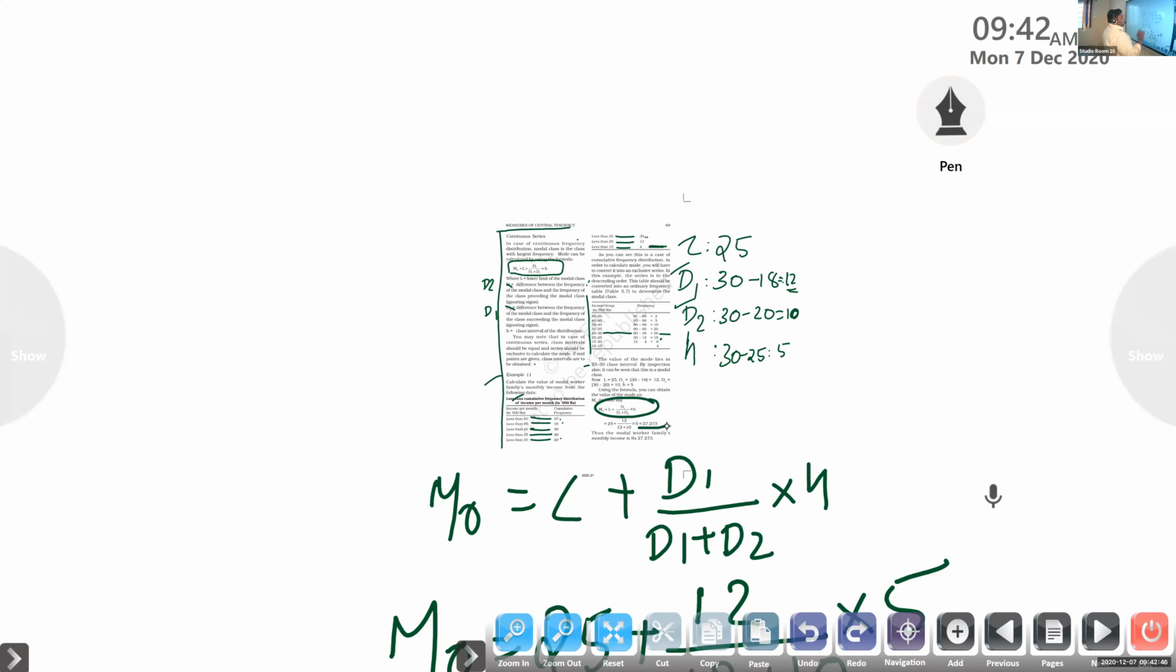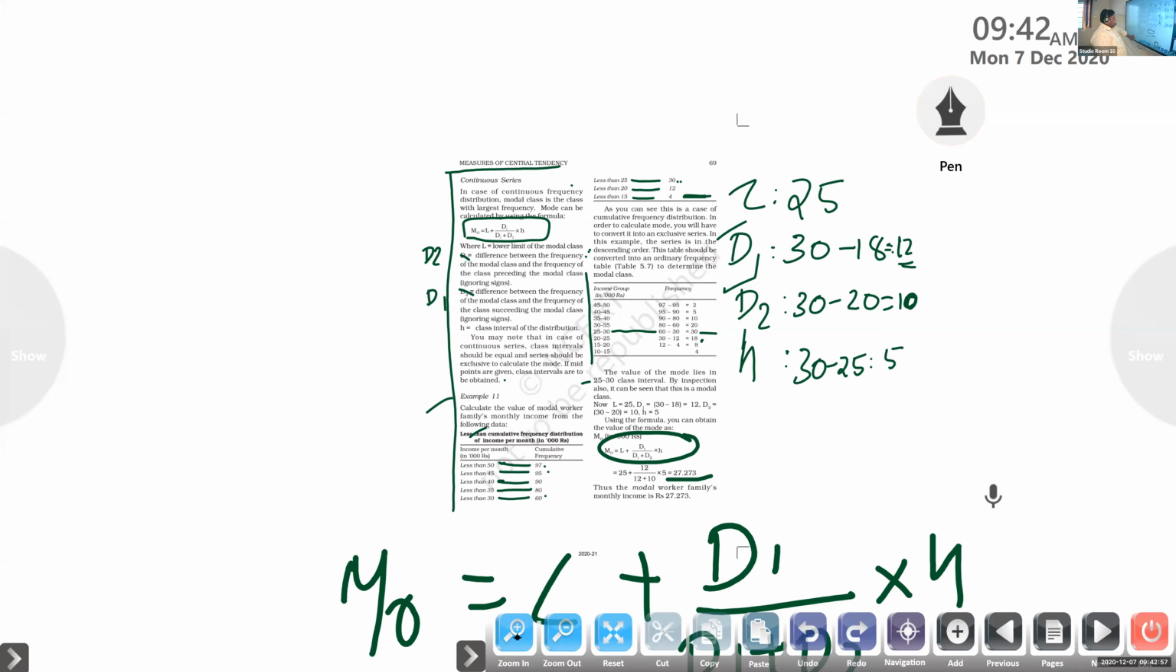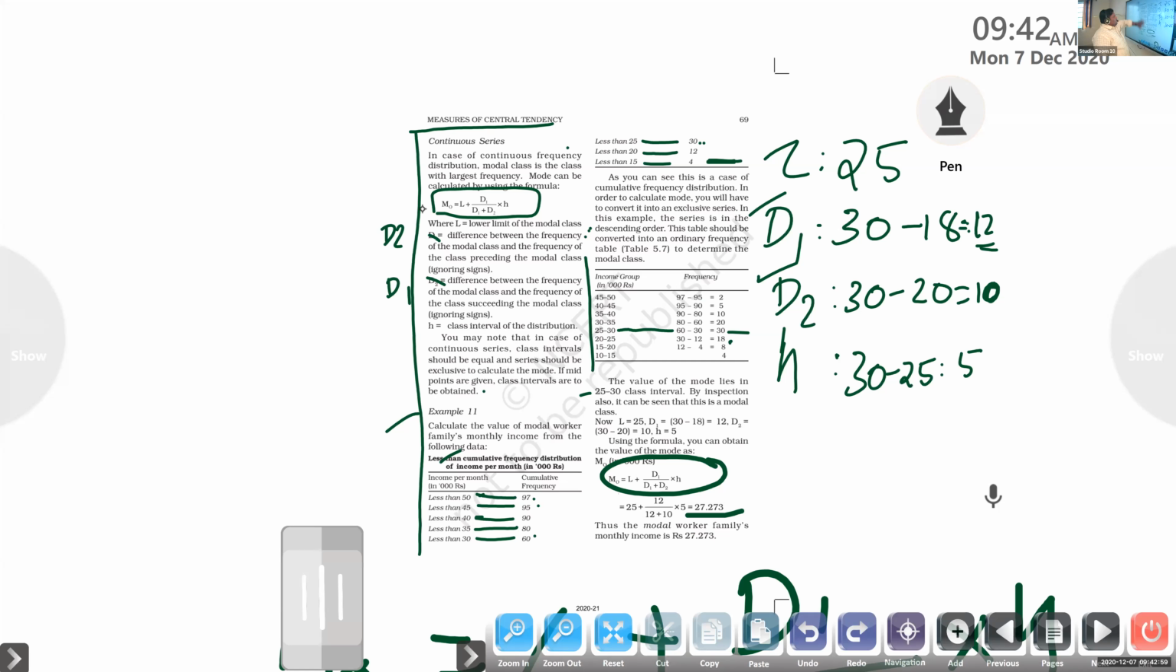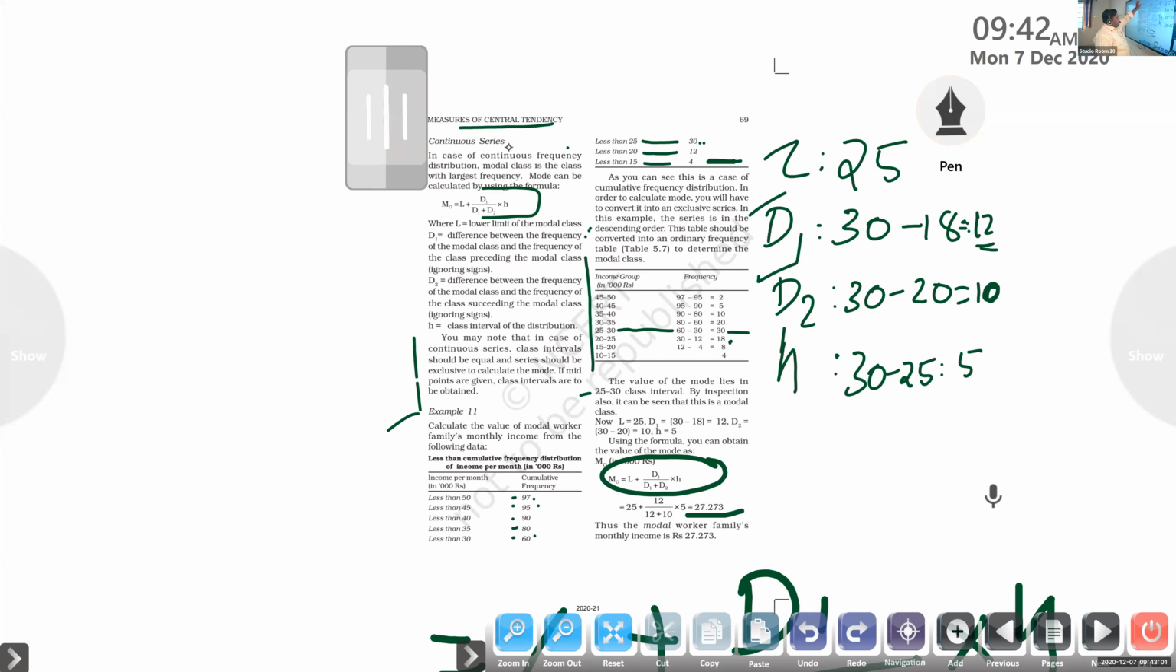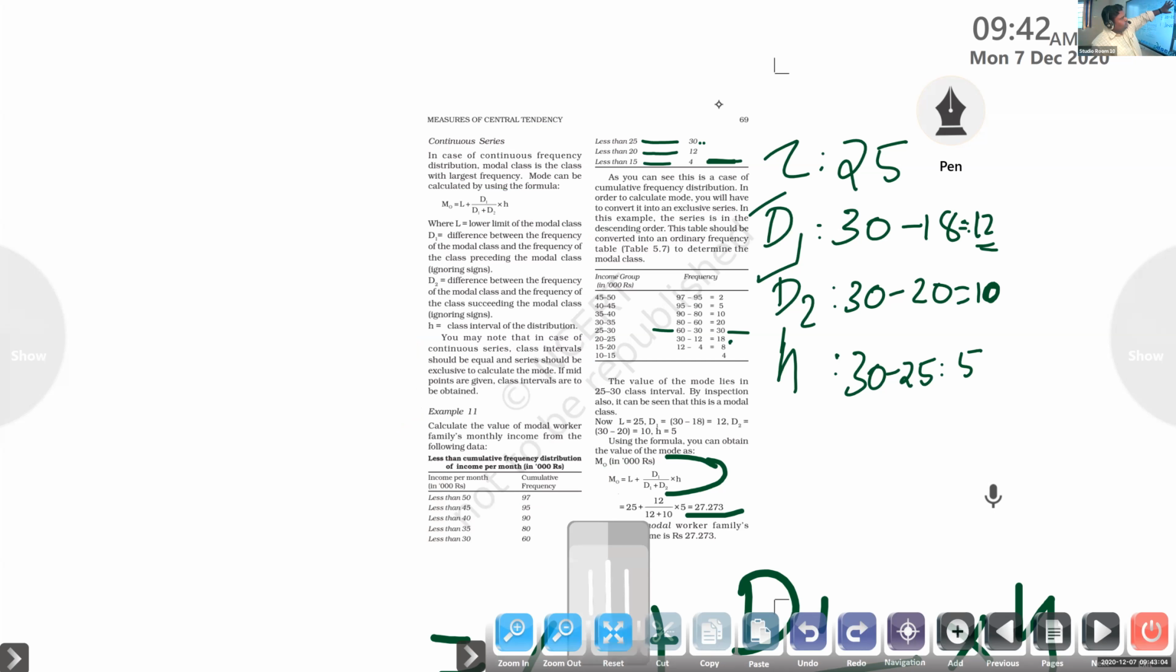The answer is 27.273. Clear? Good. If you calculate it also, the same answer will come. There is no trouble in that. Okay, so now just rewrite this question and complete the example. One more example you have to do as a class work here. Just check it.